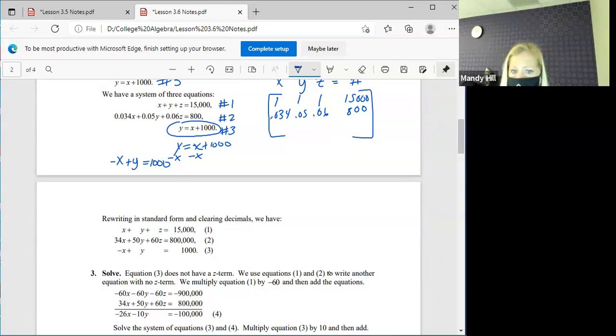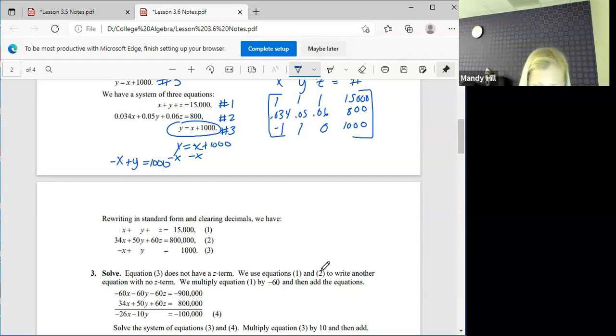If I did that, my negative X would be negative 1. I have 1 Y, so it'll be positive 1. How many Z's do we have? 0. So we would put 0 there, and then we would put 1,000 over here. So you can work this on the graphing calculator, but you're going to have to get everything lined up so you would know the answer when you typed it in.